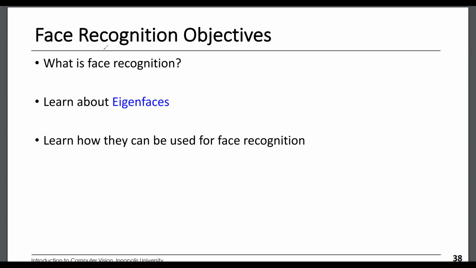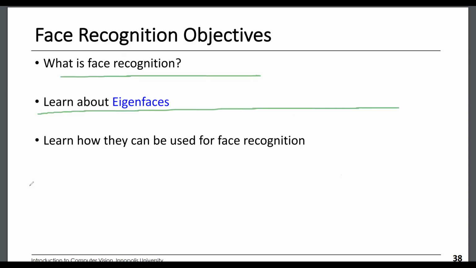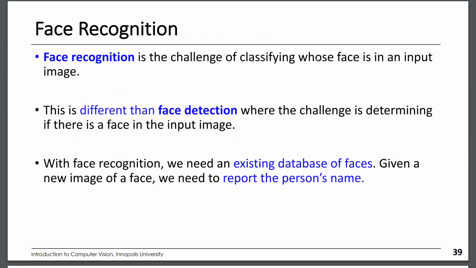So the algorithm is called eigenfaces, and what it's trying to do is basically represent a face in some sort of PCA space, and then from there we try to find the closest match in there. So for facial recognition, we learn about eigenfaces, and then we learn how they can be used for facial recognition. Facial recognition is the challenge of classifying whose face is in an input image. So we're not detecting the location of the face. We detected the location of the face. Now we're trying to understand who this person is.